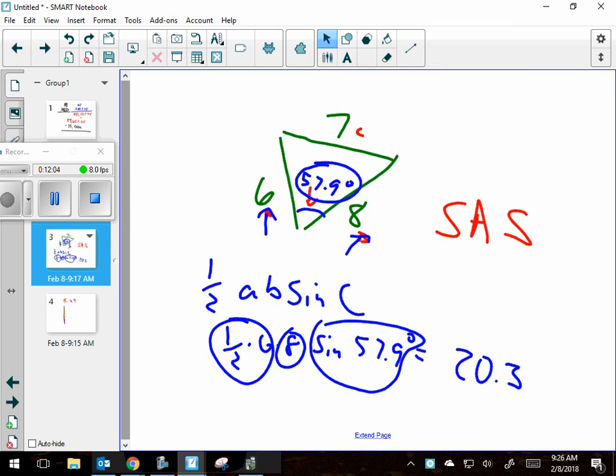And that would be how much area you have to garden in. What kind of units would that have then? Square inches, square meters, whatever this was in. I think I said feet before, so I'll say feet squared. All right, or square feet.